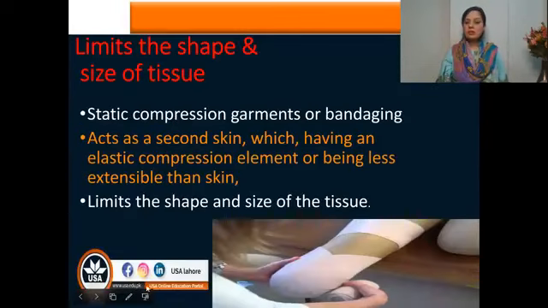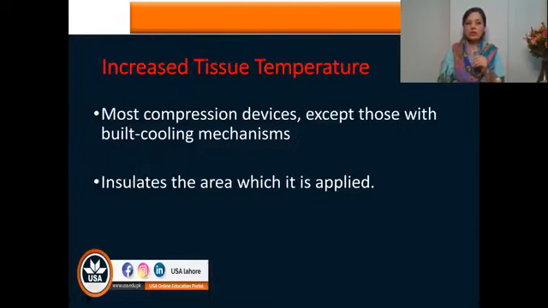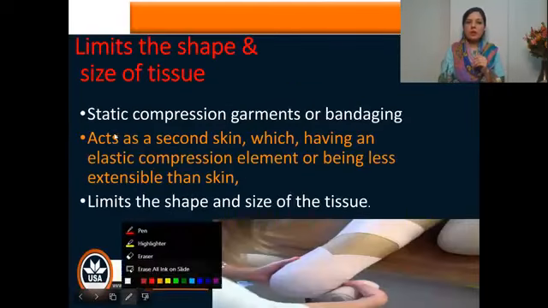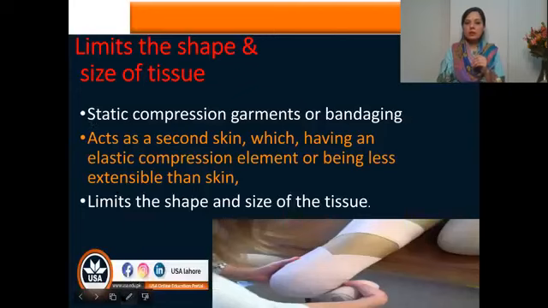Moving towards the next point, that is to limit the size and the shape of tissue. This is another advanced use of external compression in case of some surgical procedure, in case of amputation. What it is, basically, is the use of static compression garments and bandages, which act as a second skin.